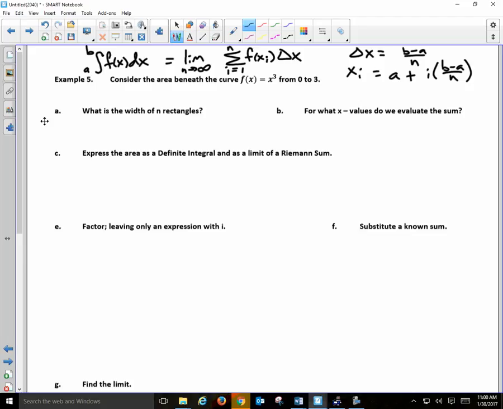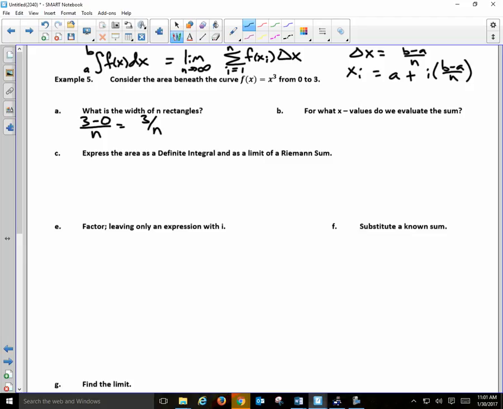So we want to consider the area beneath the curve x cubed from 0 to 3. We want to find the exact area. So I don't want to find the width of 3 rectangles. I want to find the width of n rectangles. Anybody know what that is? So 3 over n is the width of n rectangles.